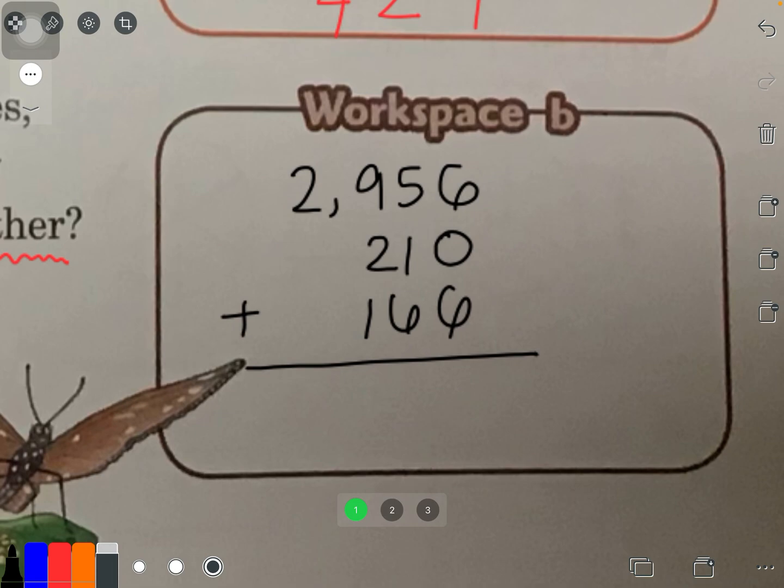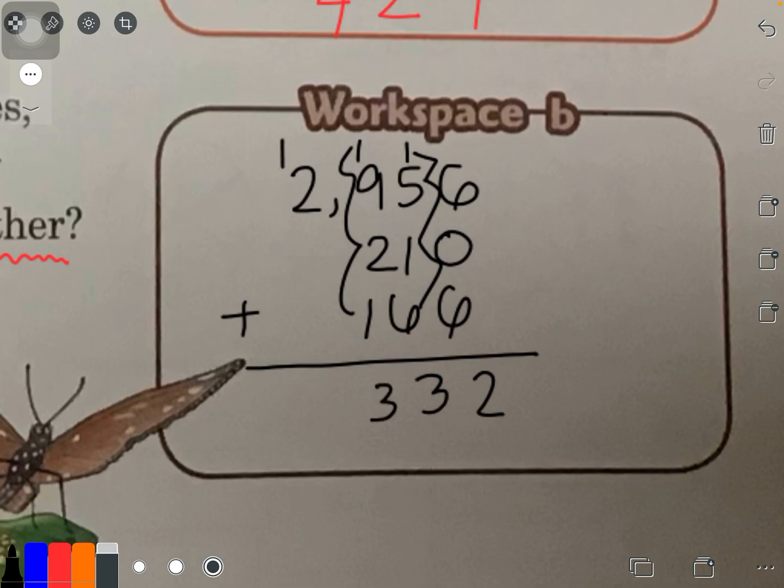All right, unpause. So 6 plus 6 is 12. Carry the 1. 1 plus 5 is 6. 6 plus 1 is 7. 7 plus 6 is 13. Carry the 1 again. 1 plus 9 is 10. 10 plus 2 is 12. 12 plus 1 is 13. Carry the 1. 1 plus 2 is 3. Wow.